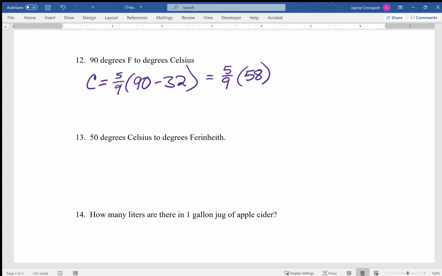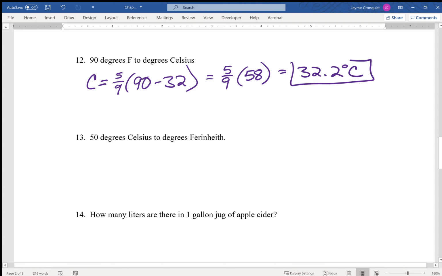Okay, so now we have 5 times 58 divided by 9. Yeah, 32.22222222 forever. So we're going to round it to 1 decimal place, 32.2. And what is it? C. 32.2 degrees C. There we go. Okay.